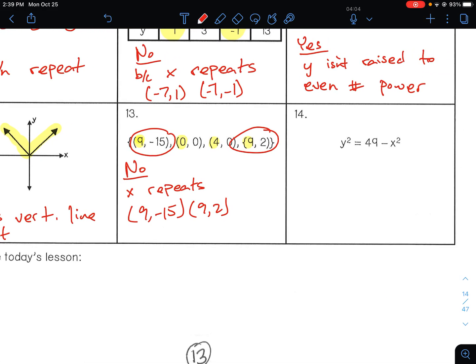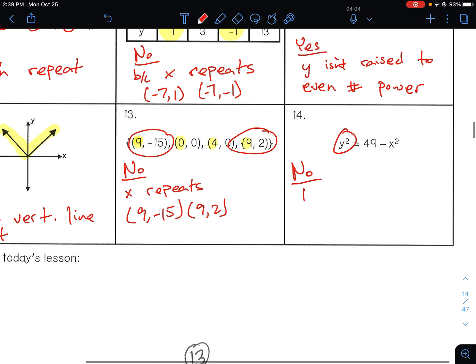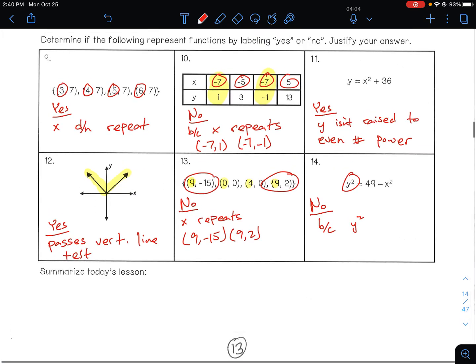And number 14, what is our rule? Well, we're looking for a y raised to an even number power, and it is. So that means this is not a function because y is squared. And that's it.